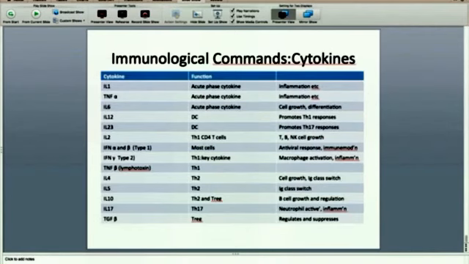Similarly, these are the key cytokines that you should be familiar with. The acute phase cytokines, IL-1, TNF-alpha, and IL-6, and the IL-12 and IL-23 that produce Th1 and Th17 responses. IL-23 is very important because it is involved in autoimmune diseases like rheumatoid arthritis and psoriasis. And so IL-12 and IL-23 are targeted by a lot of the antibody therapies.